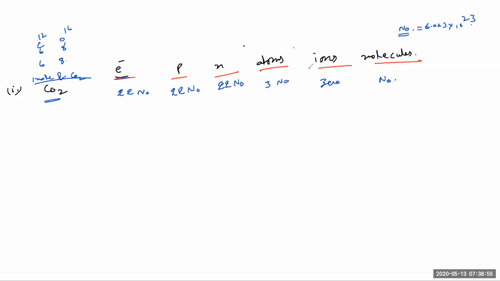But ions, what I have given, CO2 is a neutral molecule. No ions, simply ions are 0. But I have given molecule, 1 mole means Avogadro number of molecules. Is there any doubt? Hello?